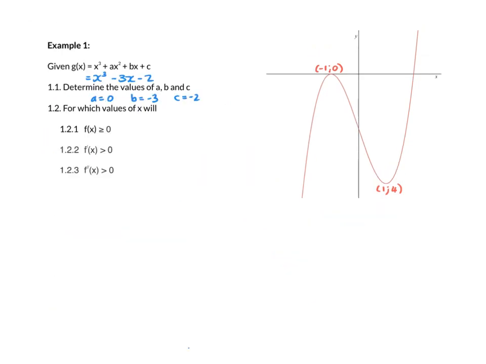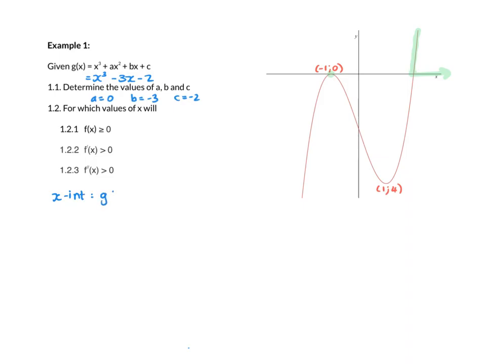Now I've put together some follow-up questions from the first question. Since we know what a, b, and c are, I know that the equation of the graph is x cubed minus 3x squared minus 2. Now here it says, for which values of x will f of x be 0 or positive? Now what that means is, when is the graph positive? When are the y values positive? And you can see in green I've highlighted where they will be positive.